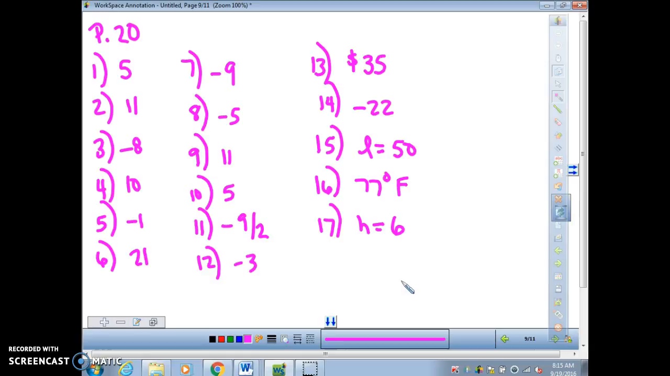Okay. So what is on that page that you want to see worked out? That was the classwork that you had with the substitute on Friday.